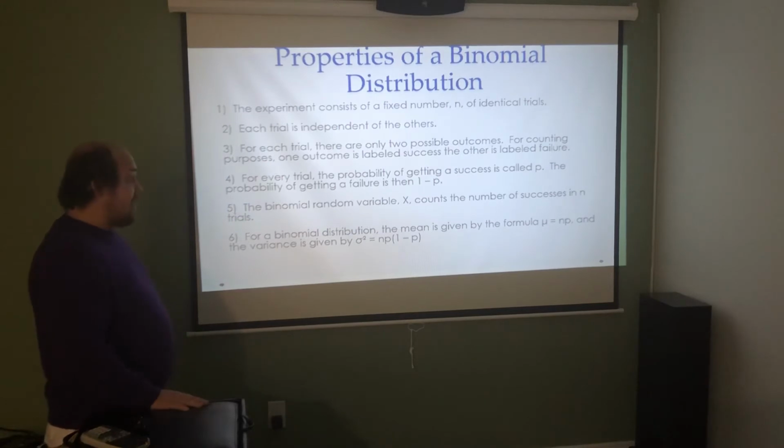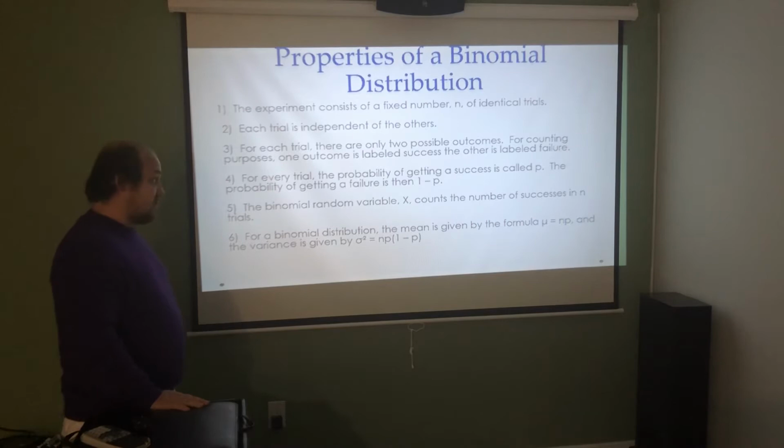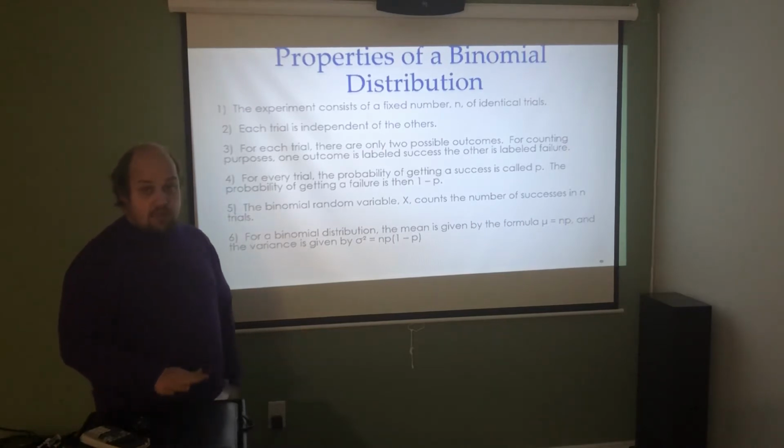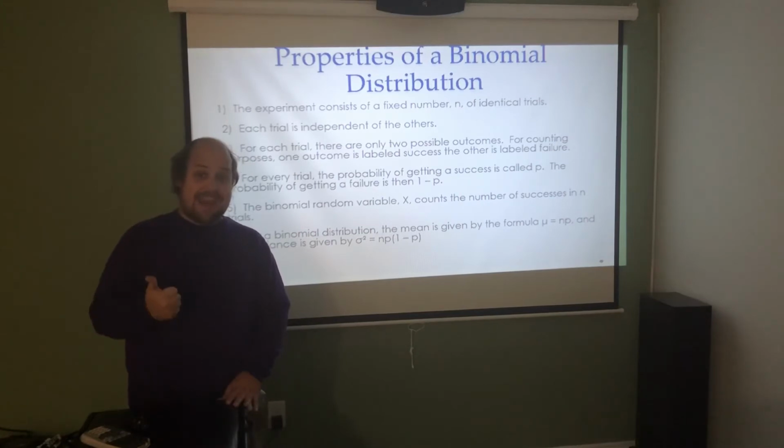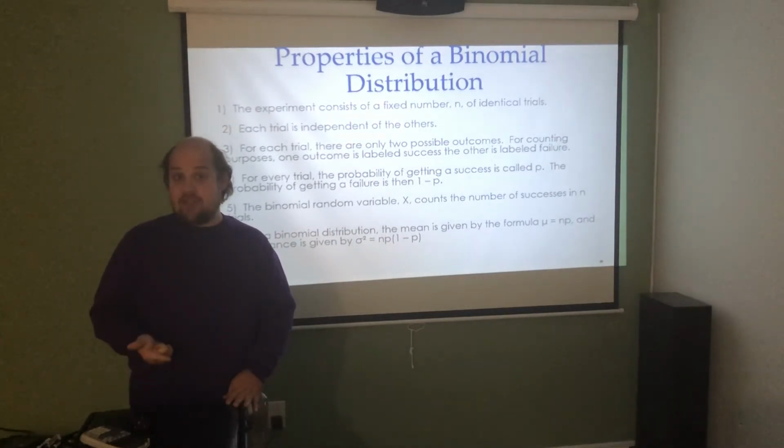The binomial random variable x counts the number of successes in n trials. So this is introducing the 3rd variable that comes into play in the formula. We know from the start n, how many times we're going to run the experiment, or how many trials there will be. We know from the start p, what the probability of success is on any given trial.